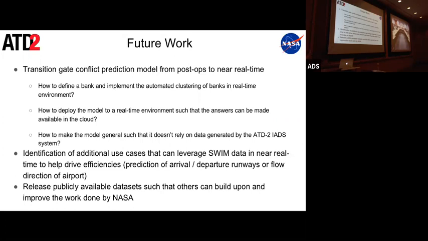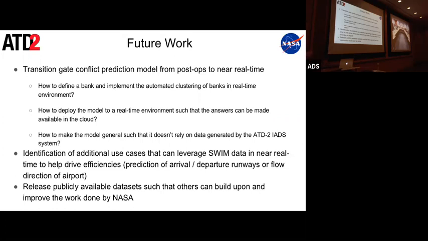Other kind of future work is identification of additional use cases that can leverage the SWIM data in near real time to help drive efficiencies. Some examples of that would be prediction of the runways that arrivals or departures are going to use, or the flow direction of the airport. Typically airports operate in one direction or the other depending on sometimes wind, and so trying to predict that could help improve efficiency of the NAS.